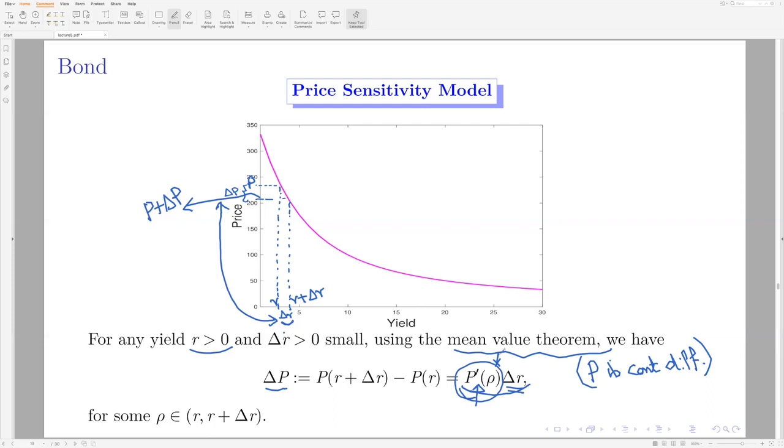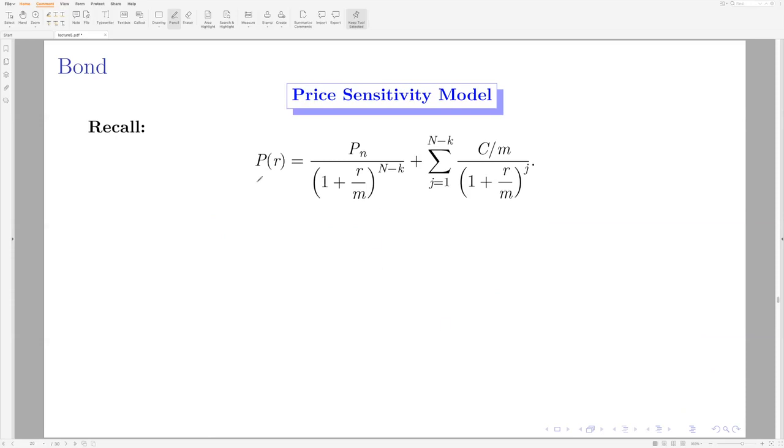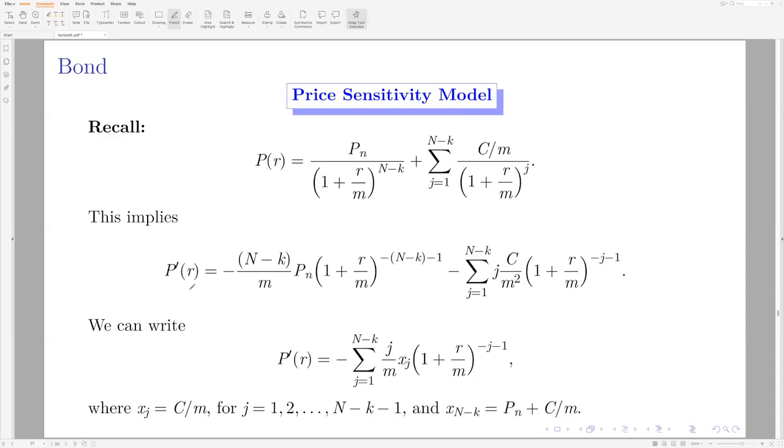Well, we already know what P is in terms of R. Let us recall that. P in terms of R is given like this. In the last class we have seen this. In fact, we have also seen what P dash of R is. P dash of R is given like this. You directly differentiate this expression with respect to R.